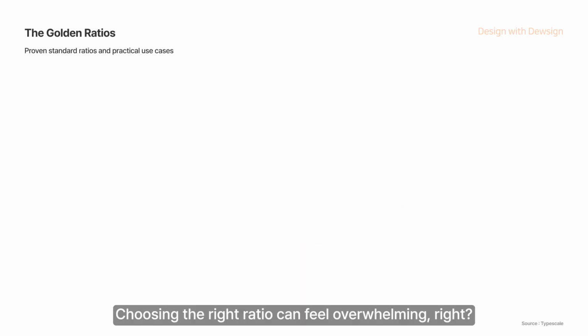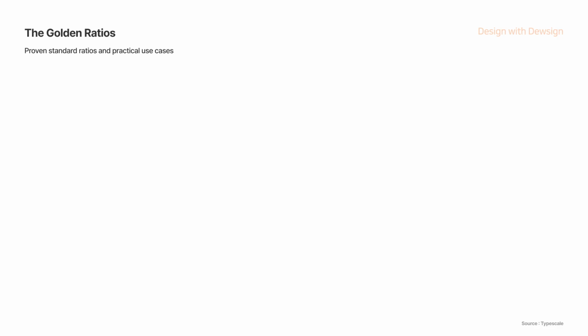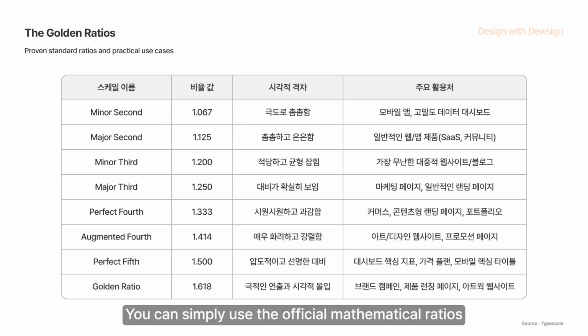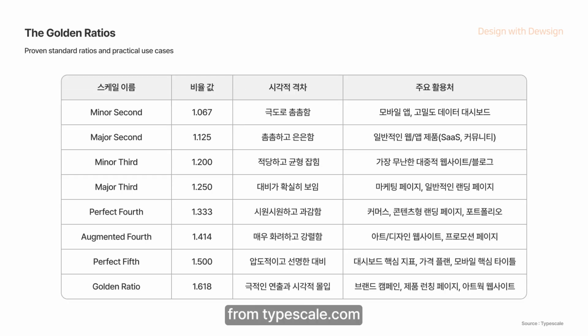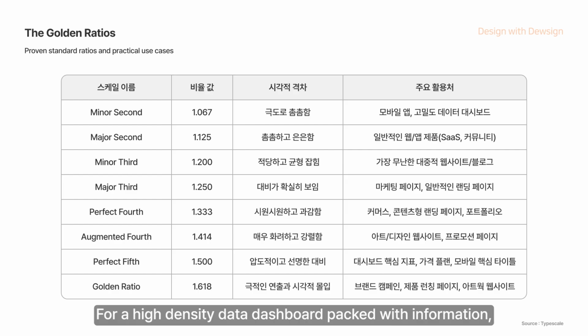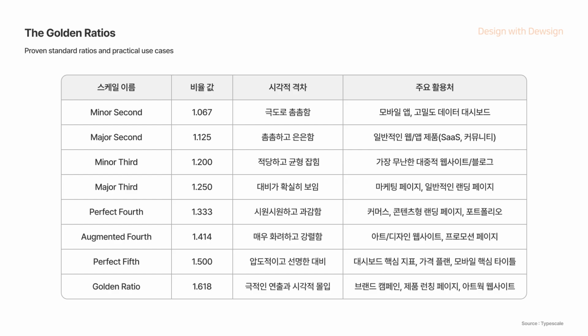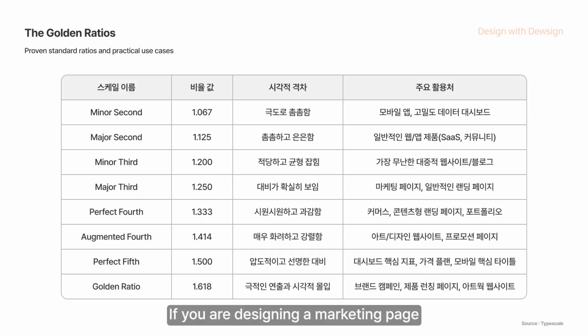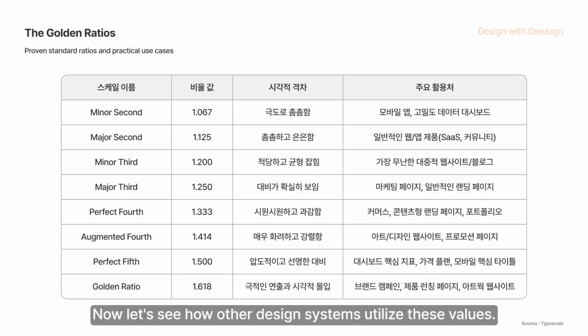Choosing the right ratio can feel overwhelming, right? You can simply use the official mathematical ratios from typescale.com. For a high-density data dashboard packed with information, choose a tight ratio like 1.067. If you are designing a marketing page that needs to grab attention, go with a bolder ratio like 1.250. Now, let's see how other design systems utilize these values.